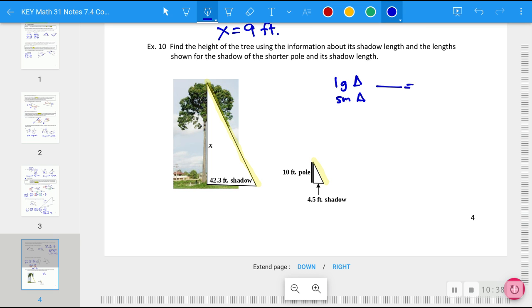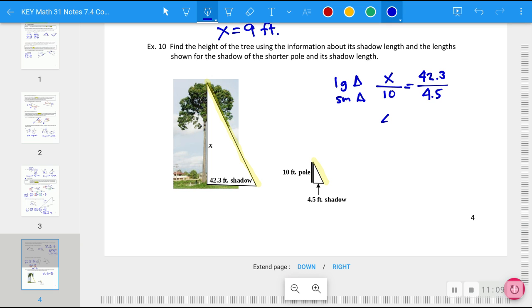And the large triangle here has an X that's unknown and a 42.3 foot length. And then in the other one, we have this 10 and this 4.5. Well, if you look at the way they're situated here, the 10 goes with the X. But the other way to think of it is you want the shadow to go with the other shadow. So we're going to go 4.5 feet over here and 10 here.